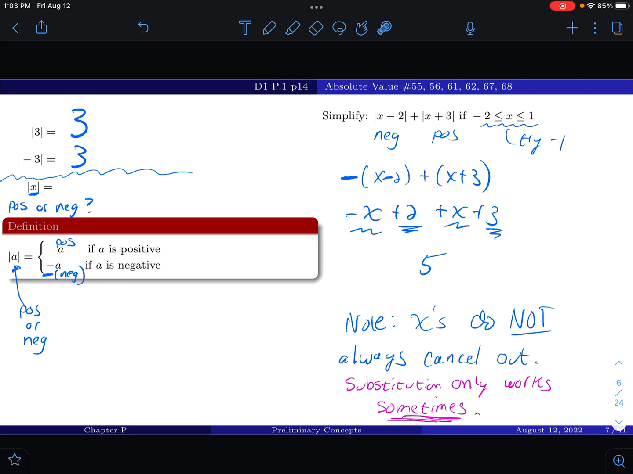Now, what I need to warn you about is this doesn't always happen where the x's cancel out. X's do not always cancel out. Substitution is only going to work sometimes. So notice I didn't plug in -1. I tried -1 and wrote down whether the result was positive or negative. I did not substitute in -1.